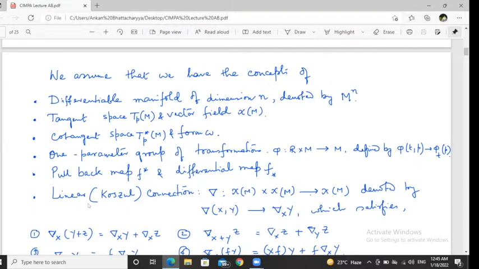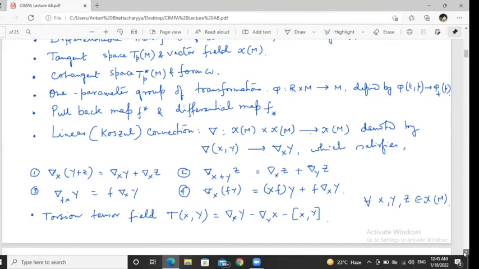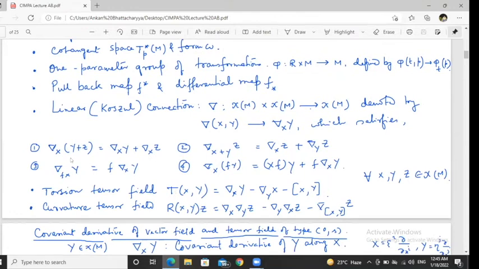Next, we have the concept of linear or Koszul connection. Koszul is from France. This Koszul connection is a map ∇ from χ(M) × χ(M) to χ(M), denoted by ∇_X Y. It is the covariant derivative of Y along X, which satisfies these four criteria, for example ∇_X(Y+Z) = ∇_X Y + ∇_X Z. These four criteria are very important. If any ∇ satisfies all these four conditions, then we call it a linear connection.